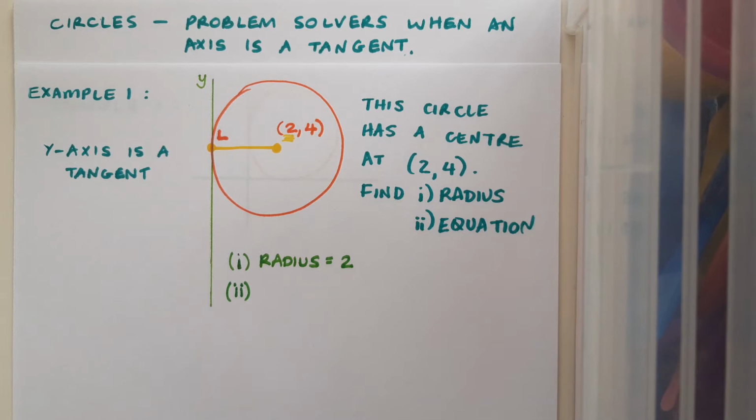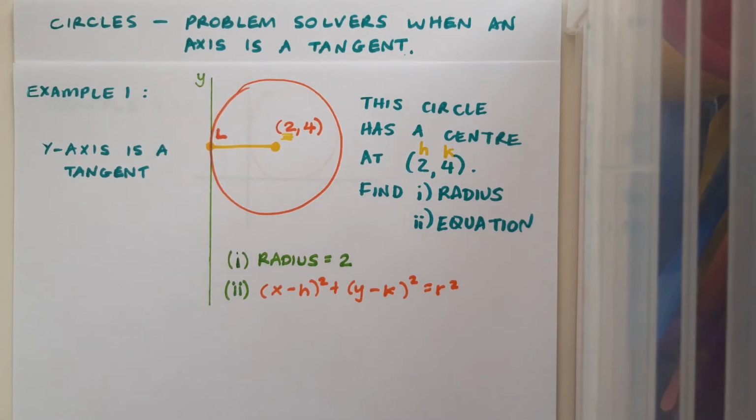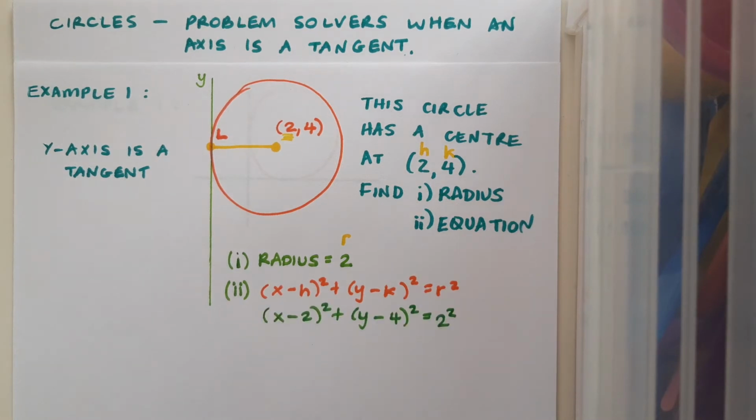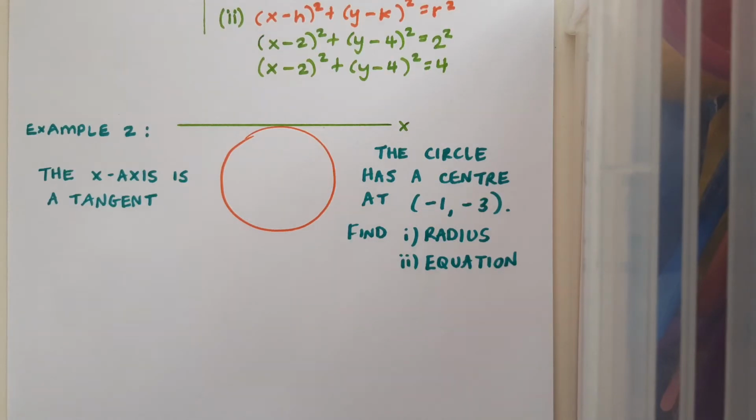I must also find the equation. I'm first of all going to make a note of the formula. So I need to know my centre, which I do. It's (2, 4). I'm going to call that (h, k). And I need to know r, which is the radius, which we've just found out. So r is 2. And now I can just simply substitute those values into my equation formula. To tidy up then, I'll just square the 2 and I'm finished. And the equation is (x − 2)² + (y − 4)² = 4.